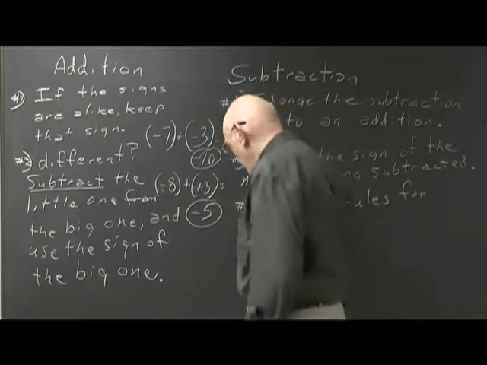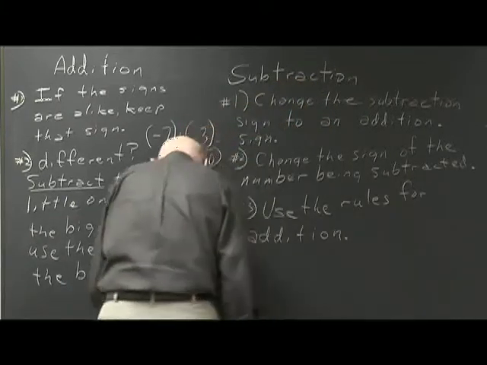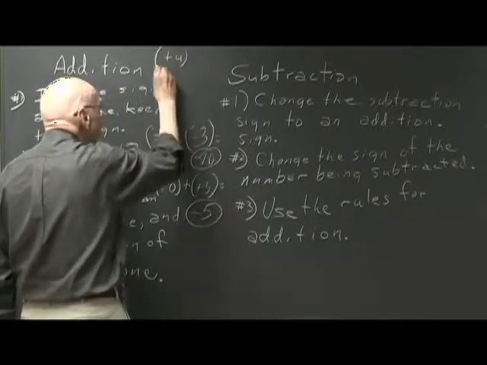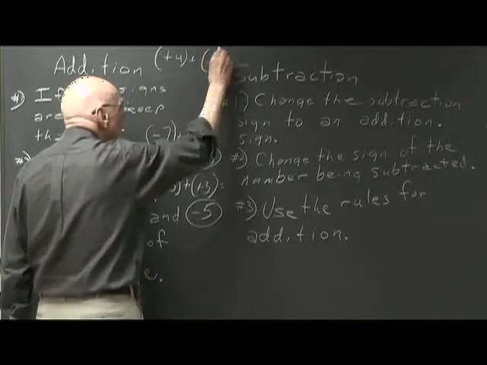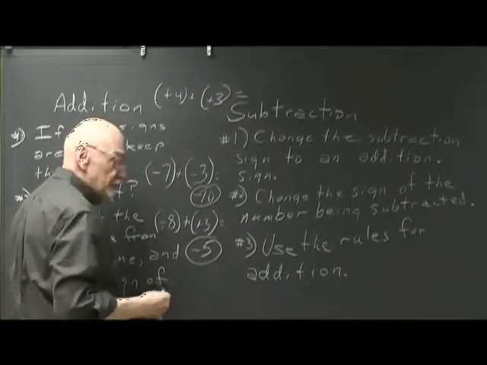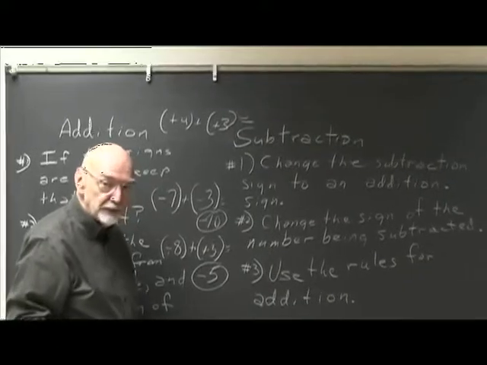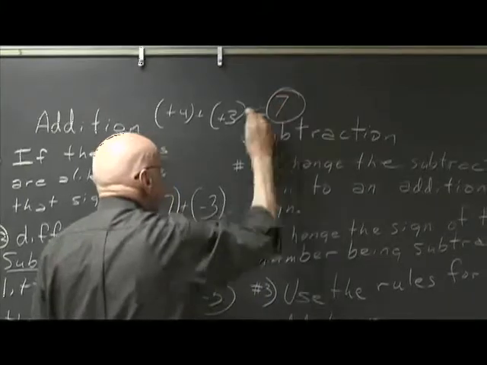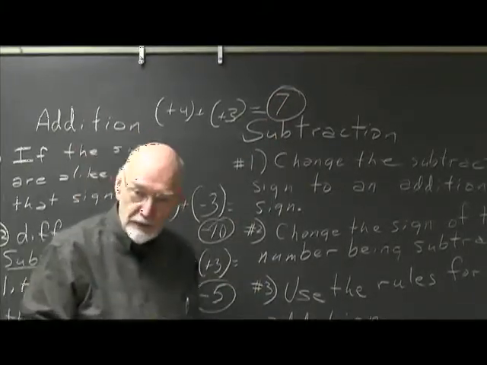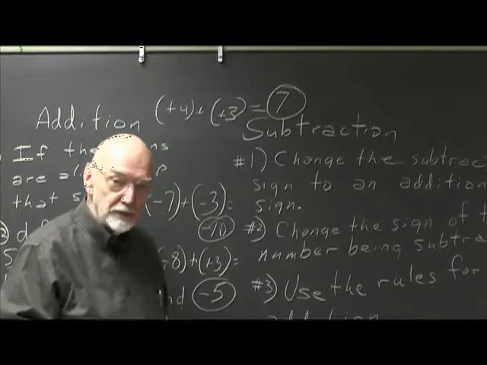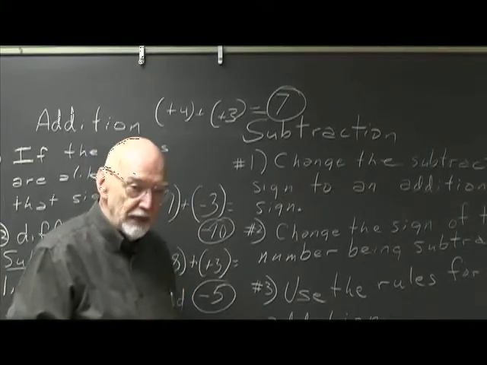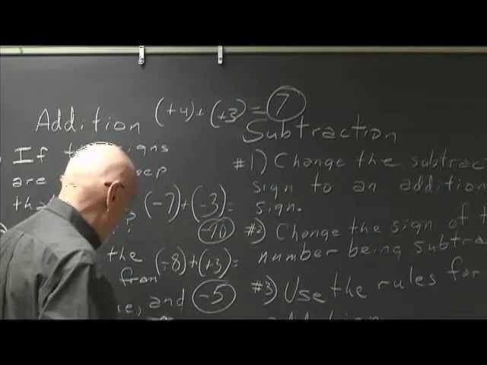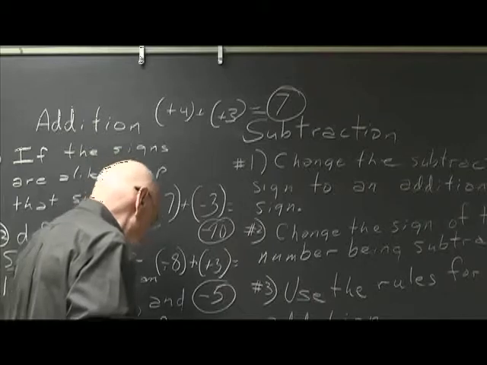First of all, addition. +4 plus +3, this is just 4 plus 3. And that answer will be +7, but when it's positive, we do not have to write the positive sign, because all numbers are positive unless they have a negative sign. So that's a second example for you of adding when the signs are alike.